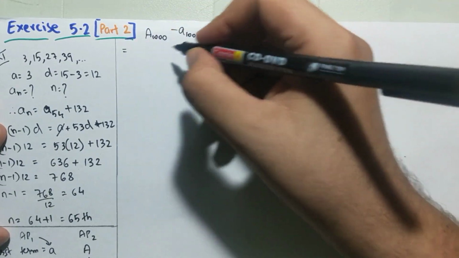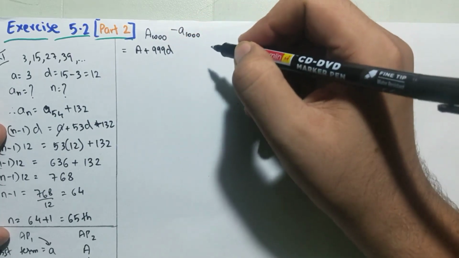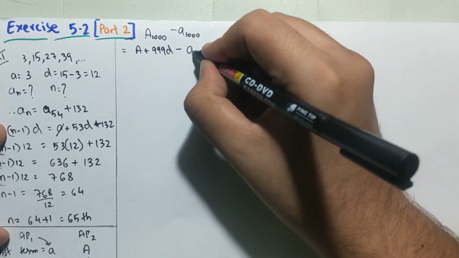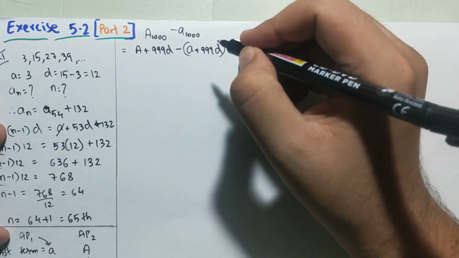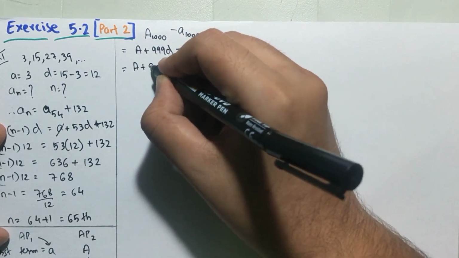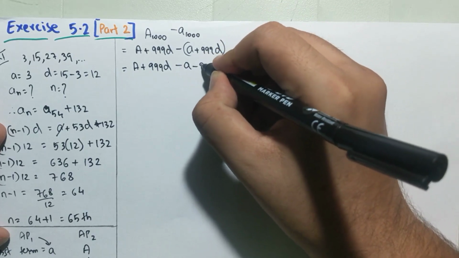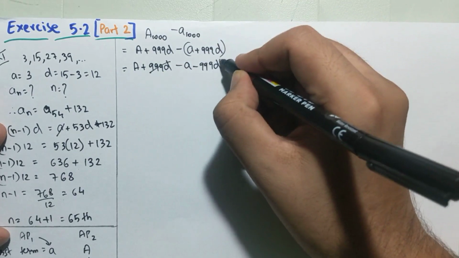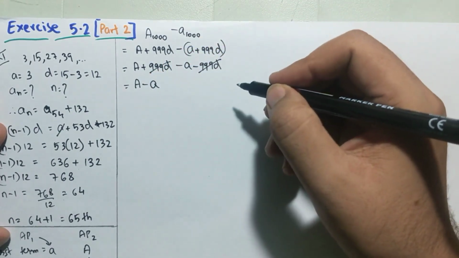What is a of 1000? It will be a plus 999d. Minus this, a of 1000 will be a plus 999d. Again I will be keeping a bracket because there is a negative sign ahead. Opening the bracket, so a plus 999d minus a minus 999d. This 999d and 999d cancel out. It will remain a minus a.